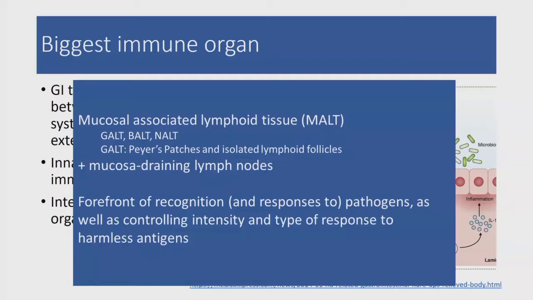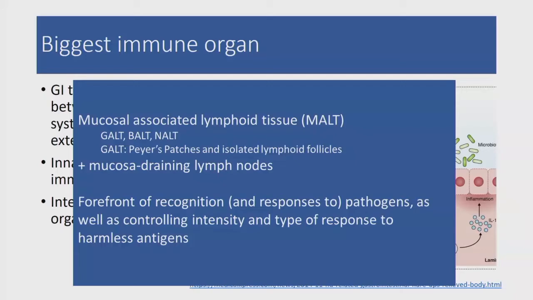So the immune system is composed of the mucosal associated lymphoid tissue. So it's the Peyer's patches, isolated lymphoid follicles, as well as the mucosal draining lymph nodes. And this immune system is exquisitely balanced to recognize and deal with pathogens, as well as being able to control and not over respond to harmless antigens, such as dietary antigens or commensal microbiota.